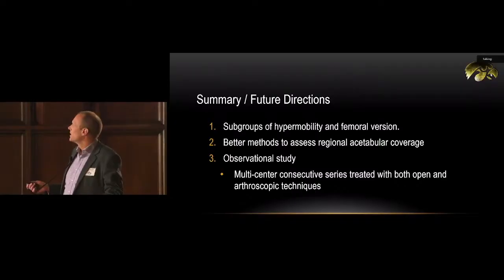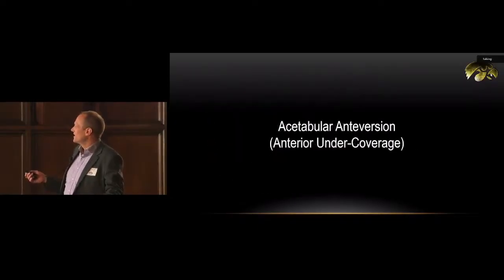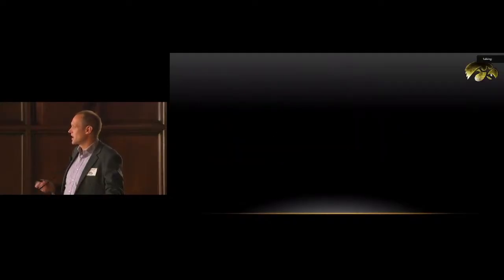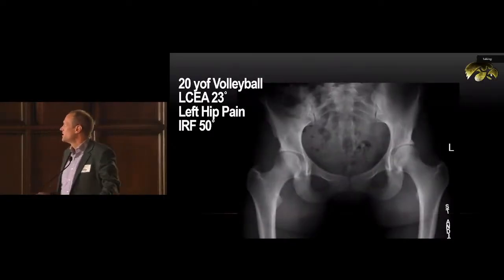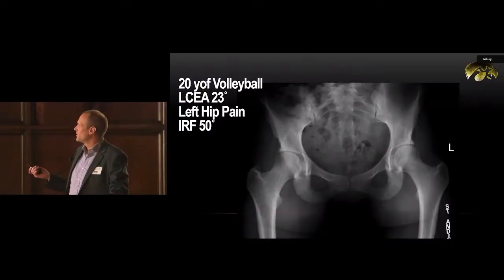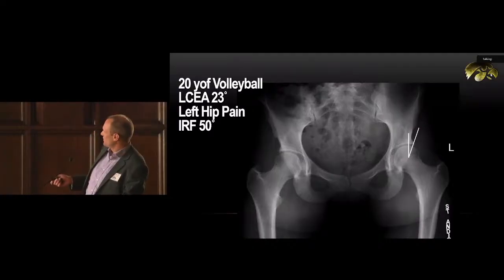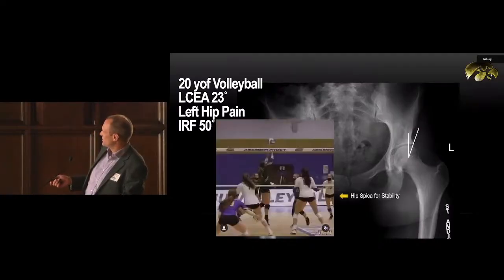All right, and the opposite, acetabular anteversion or anterior undercoverage. A lot less discussion of this in the literature, but here's our case example. Robbie briefly presented it earlier, but this is our 20-year-old college volleyball player. She has a lateral center edge angle of 23, left hip pain, and she has high internal rotation inflection. Hopefully that projects well enough for you guys to see.